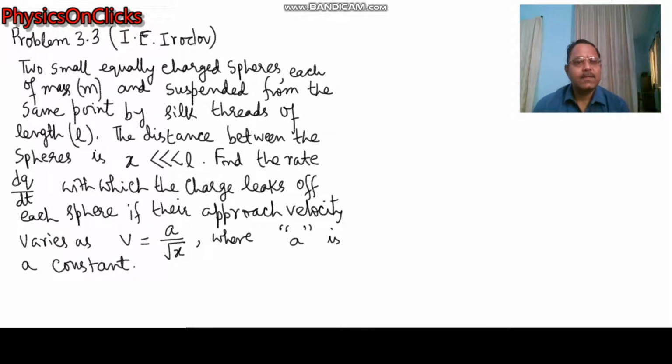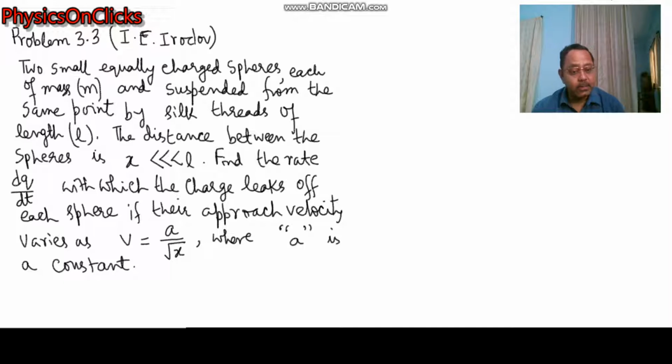The question says that there are two small equally charged spheres, each of mass m, in a pendulum sort of arrangement, suspended from the same point by silk threads of length L. They are vertically suspended, but of course they will be repelling one another because they are charged, and there will be a slight distance between the two spheres, which they have said is x, very very less as compared to the length of the thread.